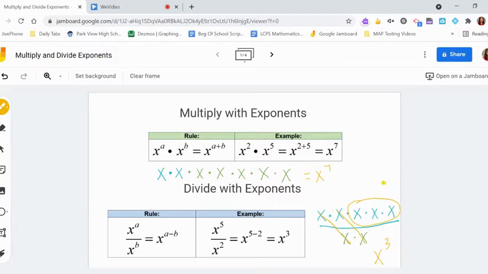So again, you can write all that out, but that can be pretty cumbersome depending on how big your variable is. So that's why we have this law here to do it a little bit quicker. Let's take a look at some examples.